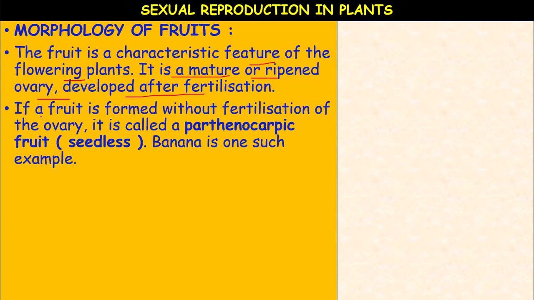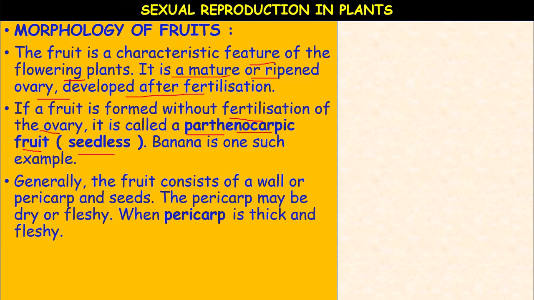Some fruits are formed without fertilization. Such a fruit is called a parthenocarpic fruit, and the phenomenon is called parthenocarpy. Parthenocarpic fruits means seedless fruits. Nowadays they are very popular. Grapes and banana are examples of parthenocarpic fruits.